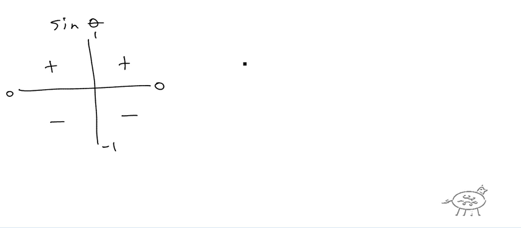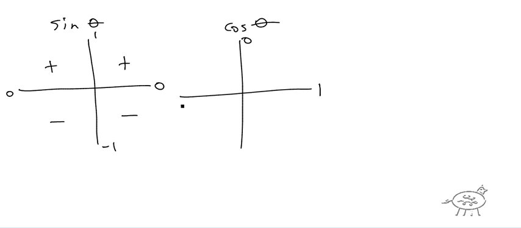Okay, and let's do cosine. Remember, cosine starts at 1, it goes to 0, goes to -1, and it goes back to 0 again. All right, so between 0 and 1, it's positive. Between 0 and -1, it's negative. Between -1 and 0, it is negative. And between 0 and 1, it's positive.